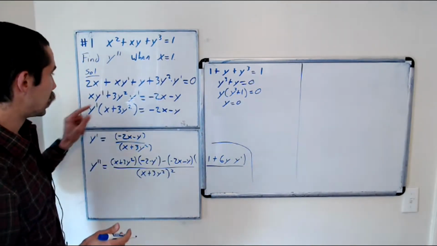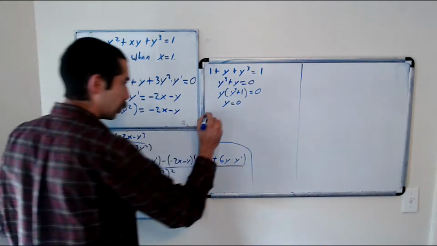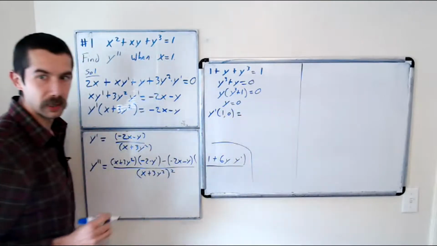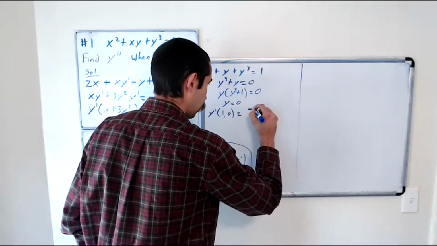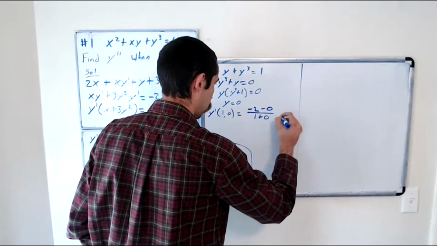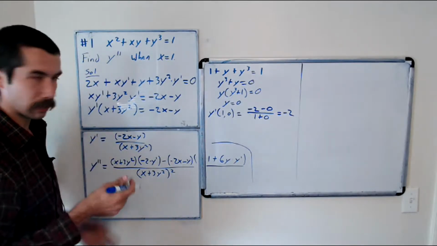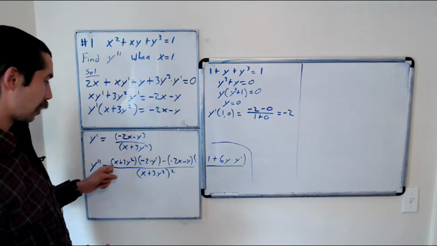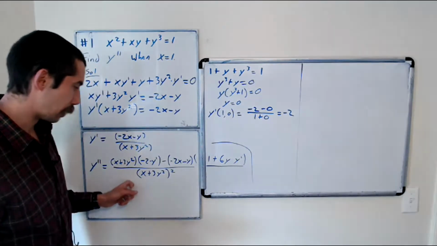Okay, and to get y prime, we can plug x equals 1 and y equals 0 into this equation here. So y prime of the point (1, 0), the derivative at the point (1, 0), is negative 2 minus 0 over 1 plus 0, which is negative 2. Okay, and so now to find y double prime when x equals 1, we just have to sub in x equals 1, y equals 0, and y prime equals negative 2 into this big equation here.